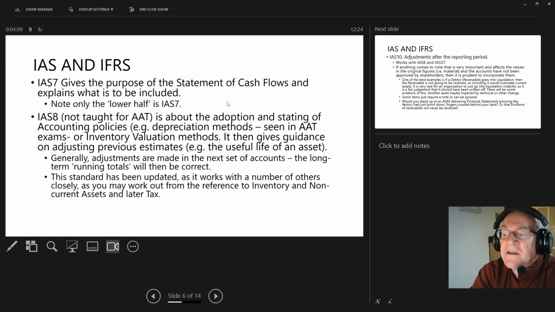But then the running totals are long term for our tax liabilities and our assets are then corrected. This standard is constantly updated because it works with a number of others. So if you looked at a lot of the adjustments, there's constant changes to it, which is why it's hard to examine. And look at the reference to inventory, non-current assets, of course, tax later, in particular.